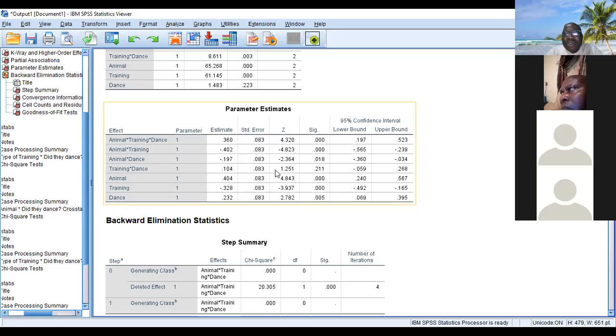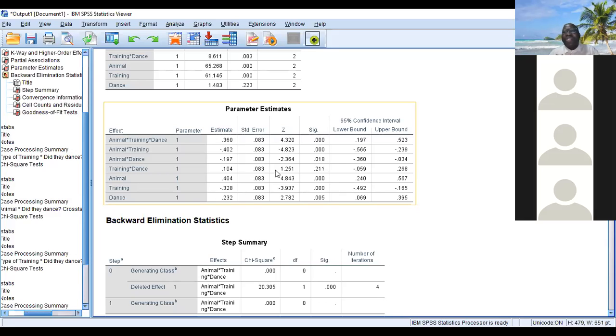Like in this case, we say training will be the exposure and the dance will be the outcome. The only difference between this and plain chi-square is that you can bring in 3 or 4 variables at the same time, rather than chi-square, which looks at association between 2 nominal variables. This one can incorporate many at the same time. That is where it looks like regression, but the interpretation and the logic are not like regression.